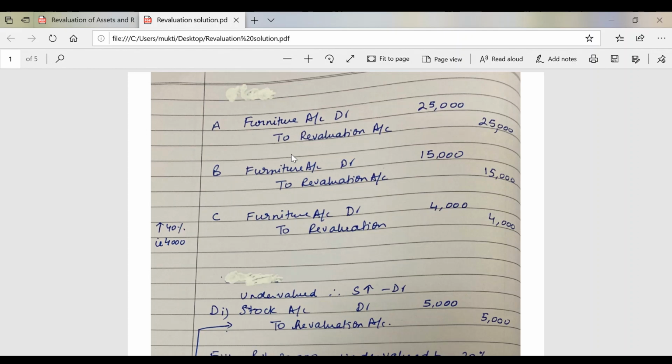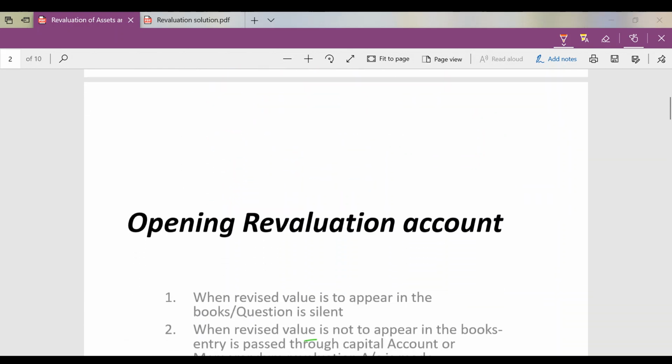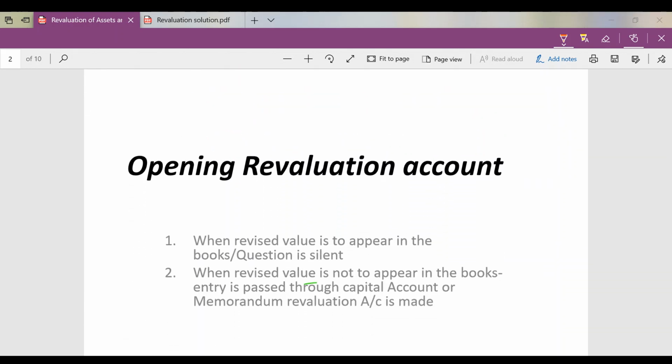Good morning class. Today we will be studying the topic of revaluation of assets and reassessment of liabilities. We had earlier also done some part of it. Now it is just the typical cases of this topic. It is basically involved in all three situations of reconstitution, that is change in profit sharing ratio, admission, retirement and death.